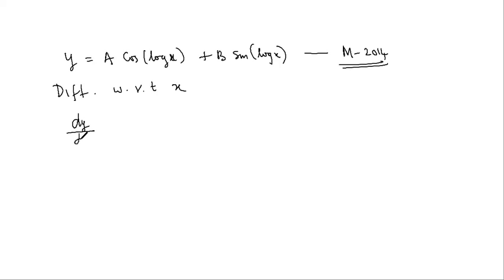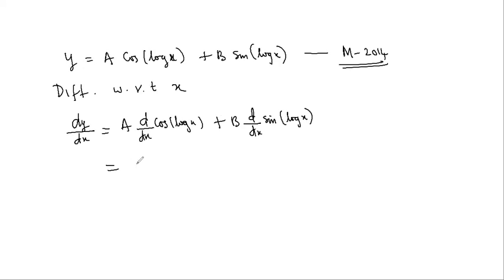So dy by dx is equal to A into derivative of cos log x plus B into derivative of sine log x. So what will be your answer? Minus A sine of log x into derivative of log x plus B cos of log x into derivative of log x. Is that clear? And now see my next step. Take the 1 by x common.